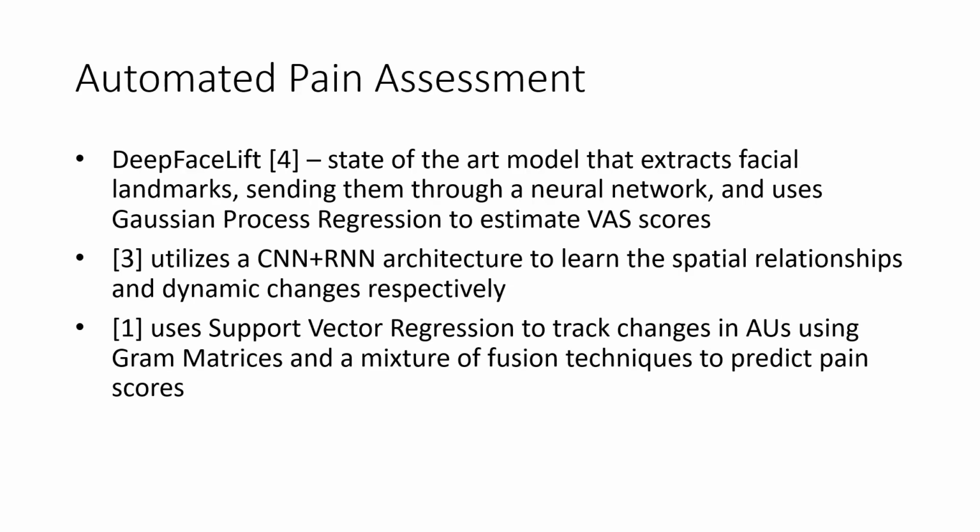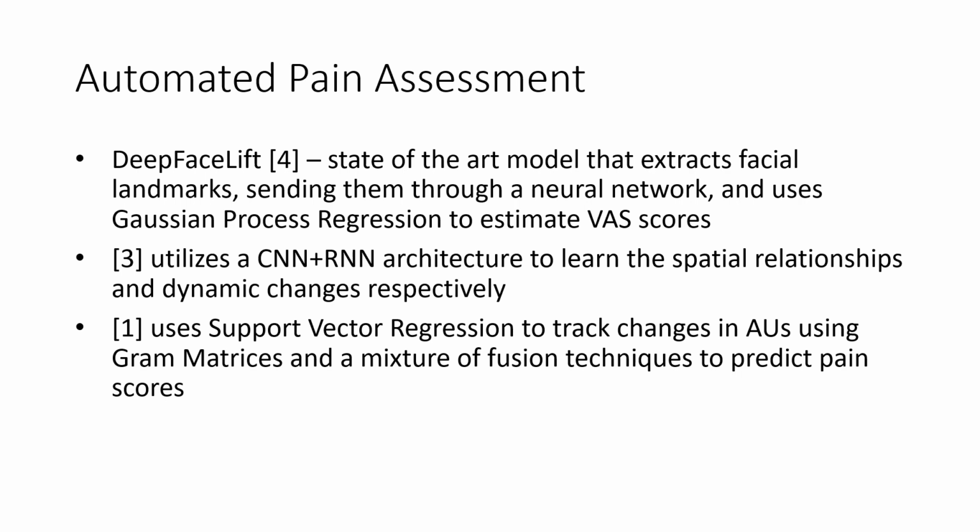Some of the more recent automatic pain assessment models utilize a mixture of both classical and modern machine learning algorithms. DeepFaceLIFT, considered state-of-the-art for APA models, employs the use of a pipeline that would first extract faces from a frame using the landmarks on a participant's face, sending them through a neural net, and then passing the output through a Gaussian regression model to estimate the continuous VAS scores. Erekat et al. did something similar, instead opting to use a CNN plus RNN-based architecture, having the CNN learn the spatial relations, while using the RNN to determine the dynamic changes.